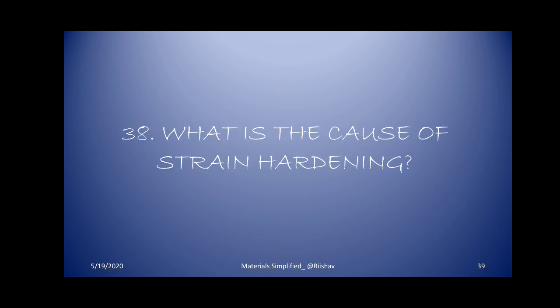What is the cause of strain hardening? Well, I explained this before. The cause of strain hardening is dislocation interaction with another dislocation. And if you want to explain more, you can say when a dislocation encounters a dislocation forest, there is a repulsion, and now this dislocation has to overcome this dislocation forest in order to move, thereby causing the phenomenon of strain hardening.